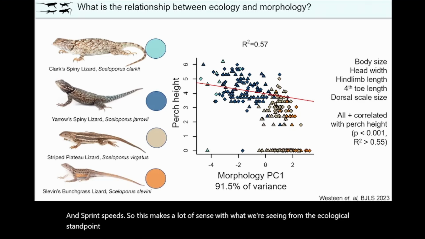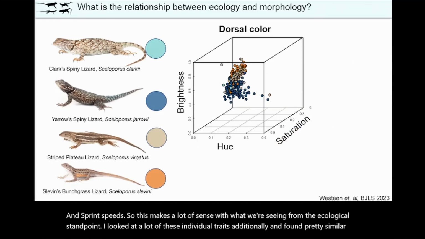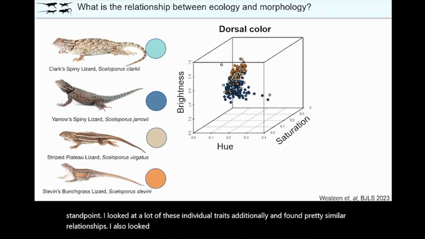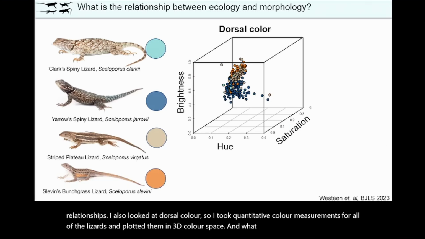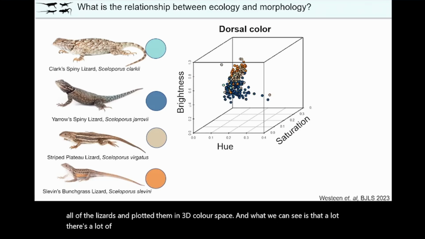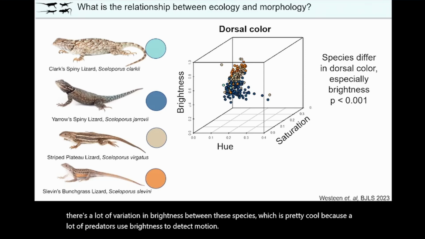I looked at a lot of these individual traits additionally and found pretty similar relationships. I also looked at dorsal color, so I took quantitative color measurements for all of the lizards and plotted them in 3D color space. And what we can see is that there's a lot of variation in brightness between these species, which is pretty cool because a lot of predators use brightness to detect motion. So species have different colors.